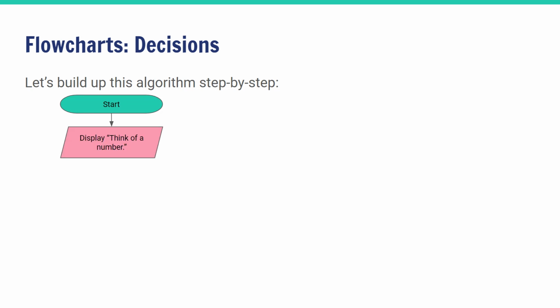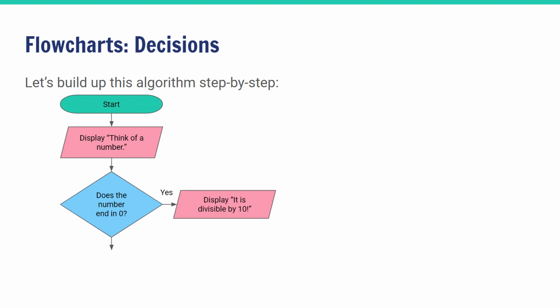So we start at the top there. We're going to use an output shape to display the statement, think of a number. Then we're going to move to the diamond shape. Does the number end in 0? We're going to draw these arrows out, and then we're going to follow the yes route first. So if the number does end in 0, what do you think we'd like to say? Well, if it ends in 0 and we're using the divisibility rule for 10, then we're going to display it is divisible by 10. And then our algorithm ends.